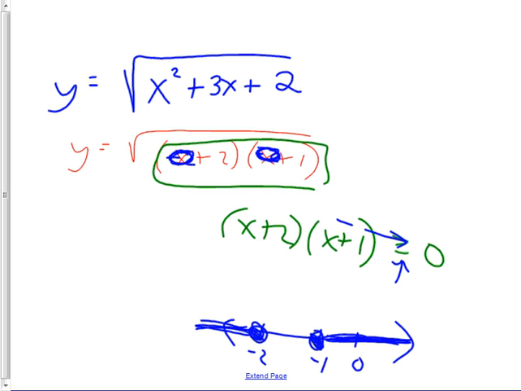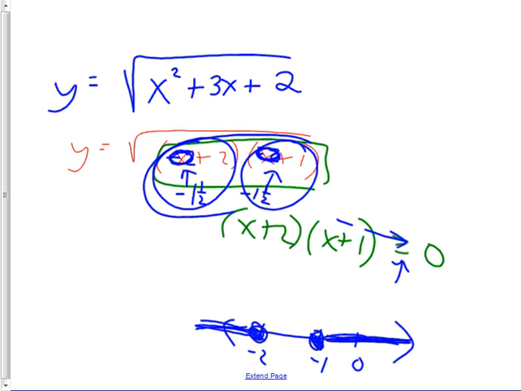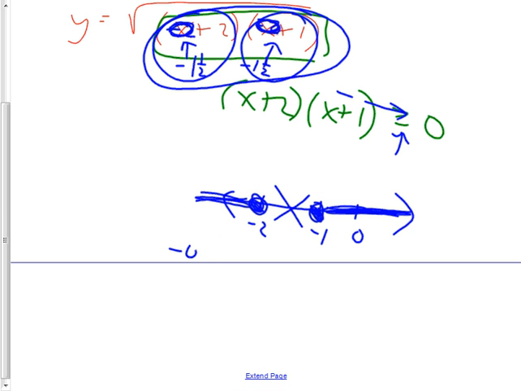Did anybody actually test a number in between? It's kind of tough to test -1.5, but you can. And if you do, when you test -1.5 here, and you test -1.5 here, do you get how this one will turn into a negative number and this one will be positive? So your net result of multiplying, there will be a negative number underneath the root, so it does not work in there. Okay, so final answer would be from negative infinity to negative 2 and negative 1 to infinity.